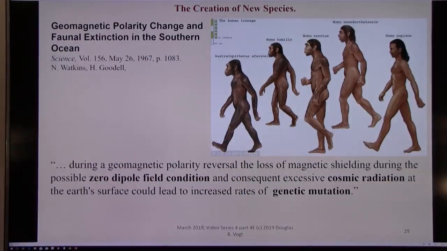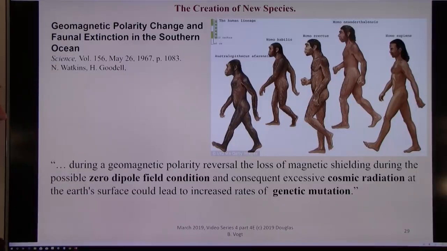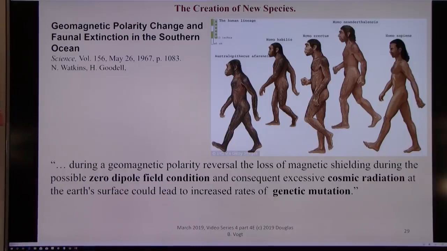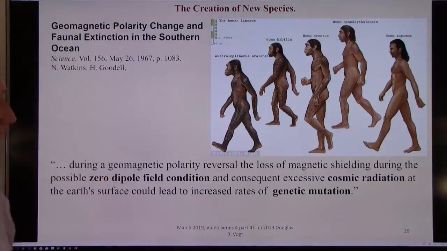Geomagnetic polarity changes and floral extinction in the Southern Ocean. That's one reference you can go to. During a geomagnetic polarity reversal, the loss of magnetic shielding during the possible zero dipole field, that means the magnetic field goes to zero condition, and consequent excessive cosmic radiation at the Earth's surface could lead to increased rates of genetic mutation. They know.